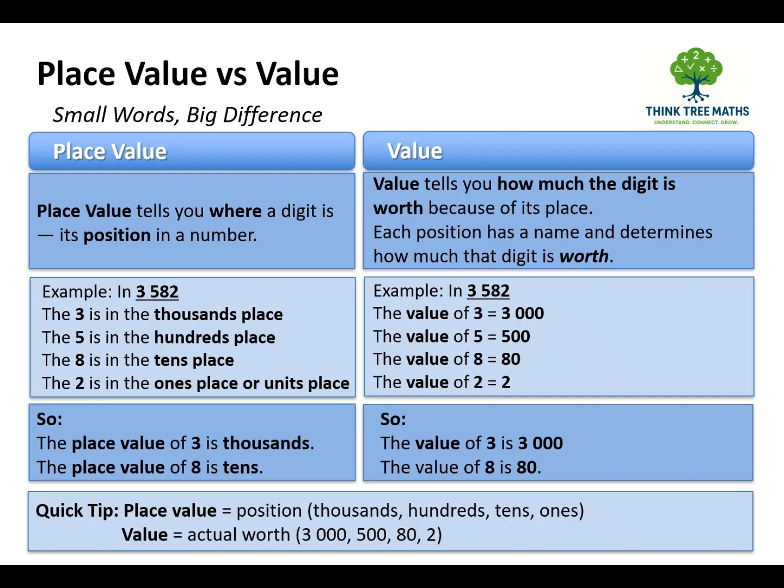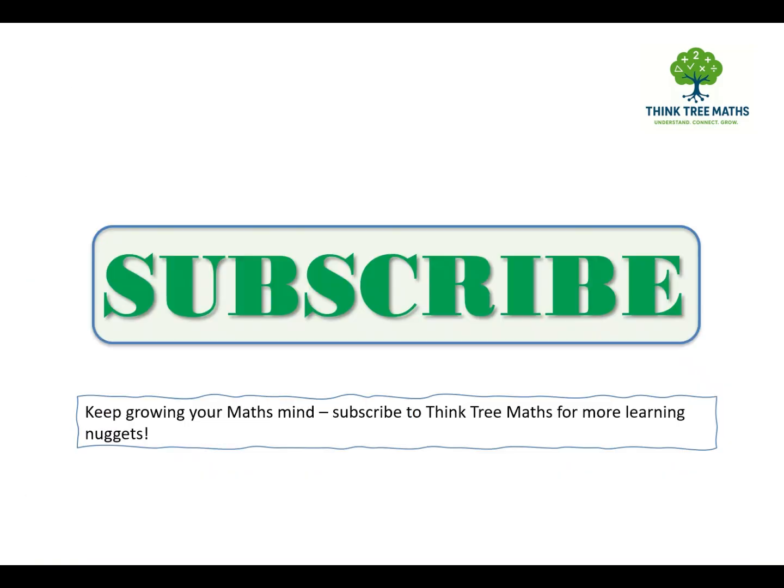Quick tip: place value refers to position, that is thousands, hundreds, tens, or ones. Value is the actual worth, whether it's worth 3,000 or 2. Now you know the difference. Place value tells the position, value tells the worth. Small words that make a big difference in understanding numbers.